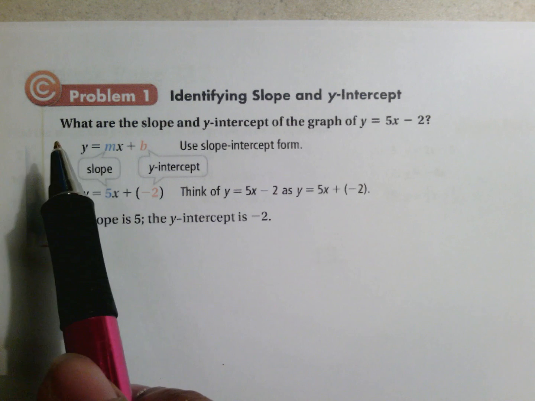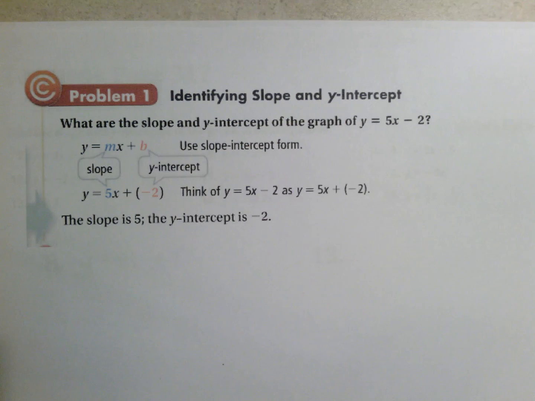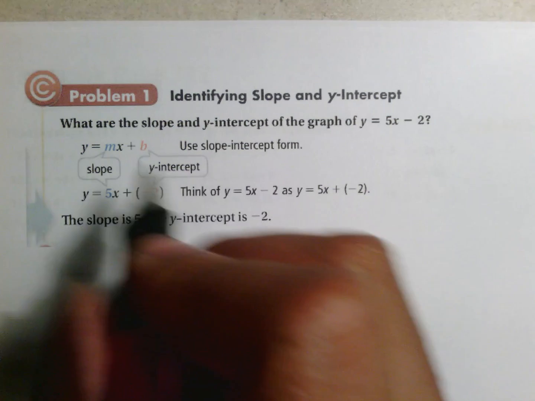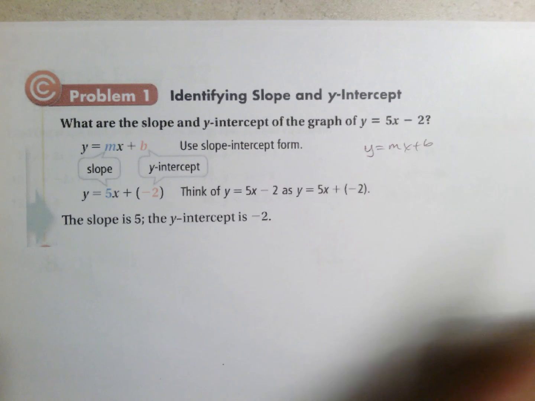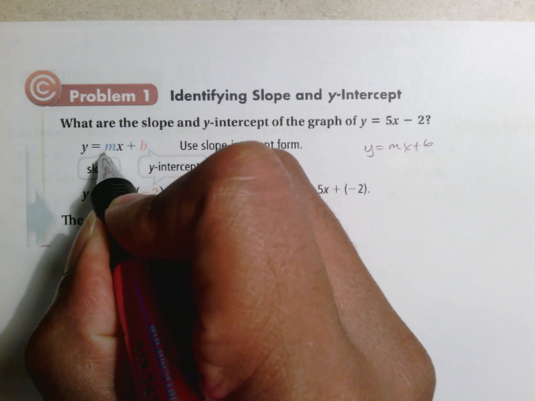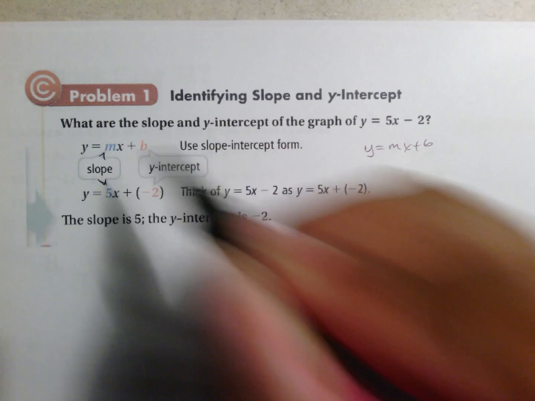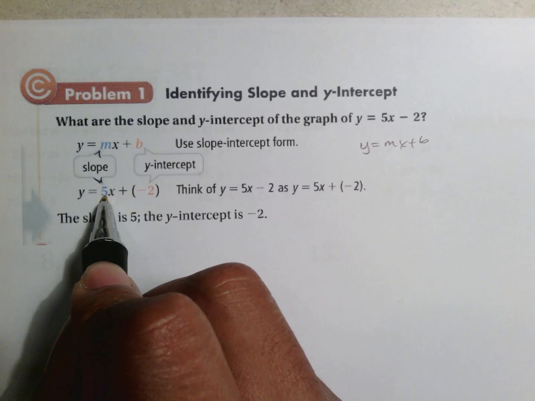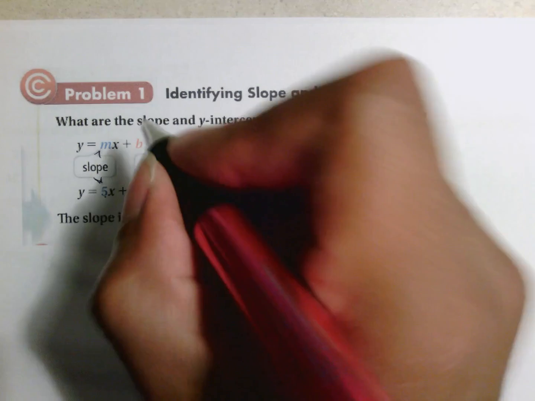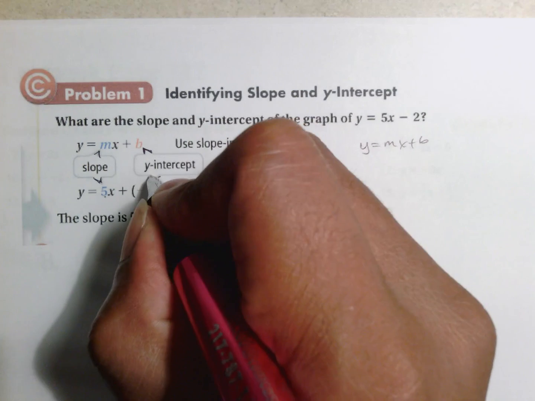This asks a similar question: what is the slope and y-intercept of the graph of y equals 5x minus 2? It says use slope-intercept form. Remember, slope-intercept form was y equals mx plus b. Noticing that m is the slope, and since m is attached to x, the slope should be attached to x.